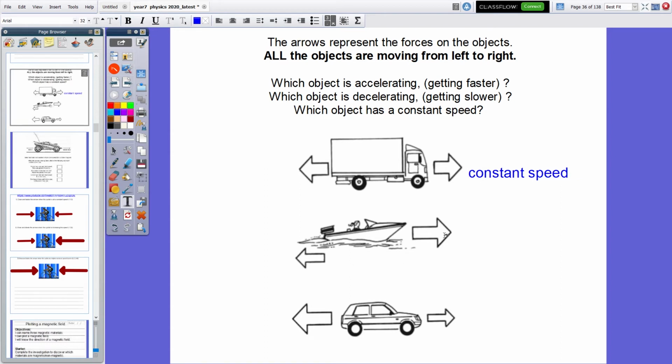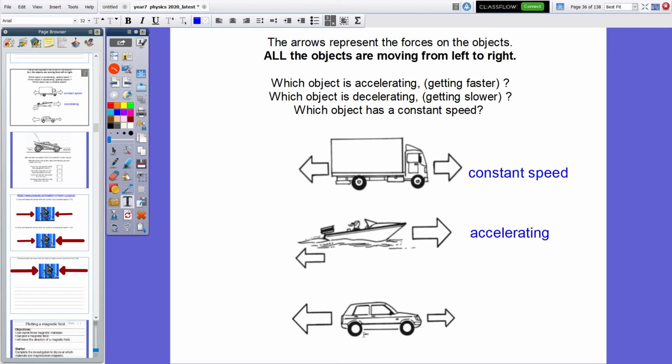Now, look at this one, the motorboat. Can you see which force is big? It's the driving force that is bigger than this resistive force. So this would tell me that if this object has a bigger force in the direction it's moving than the resistive force in the opposite direction, then it will be getting faster, accelerating. So I suppose in the boat, the person might have just increased the throttle, putting more gas into the propeller and the engine, getting it to go faster.